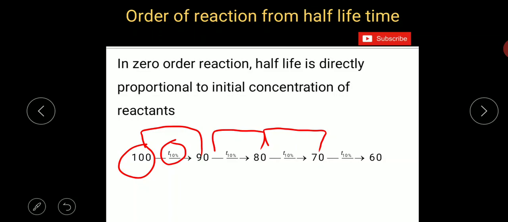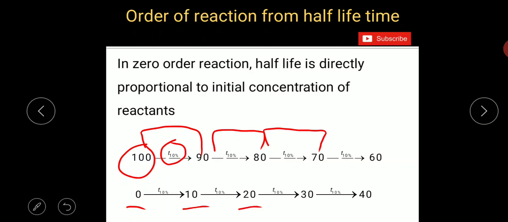And we can show this relation in terms of the percentage of reaction completed also. Initially, 0% of the reaction is completed. After T 10%, 10% of the reaction is completed. After one more T 10%, 20% of the reaction is completed. After one more T 10%, 30% of the reaction is completed. This is valid in zero-order reactions.